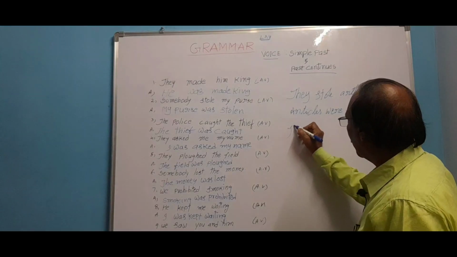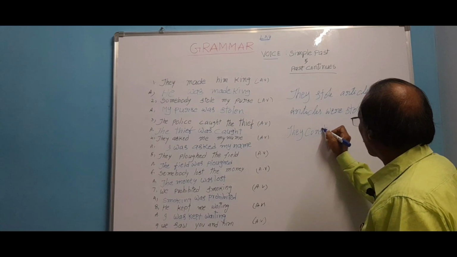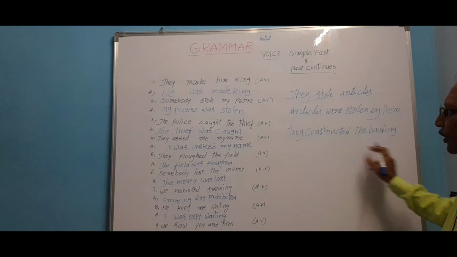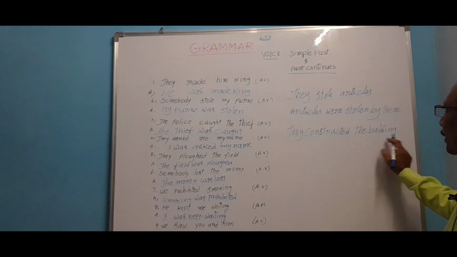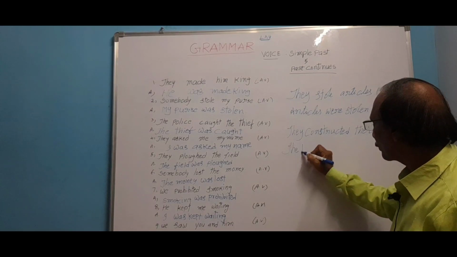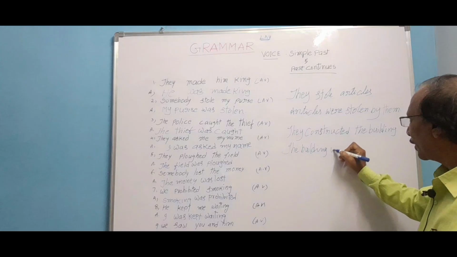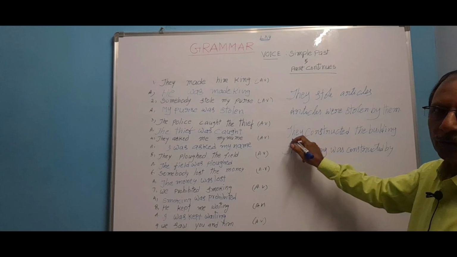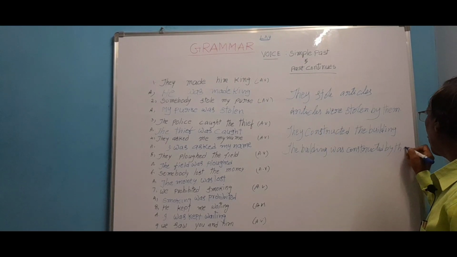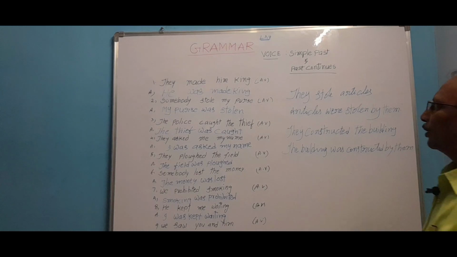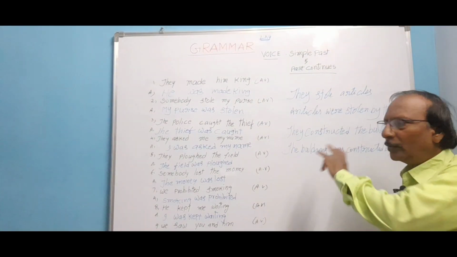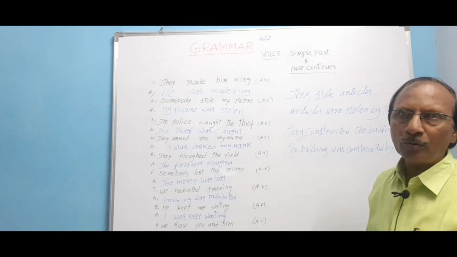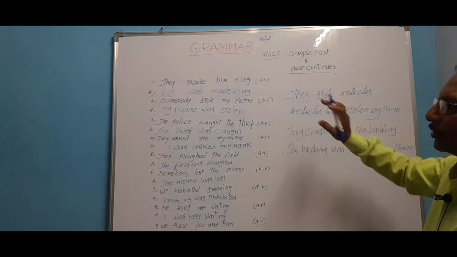Next, they constructed the building. They is the subject, constructed is the verb, the building is the object. The building is singular, that is why was. The building was constructed by them, they changing into them. Like this, in some cases we use the by form. In some other cases we avoid it. When the meaning is understood, we need not use the by form. This is simple past tense.